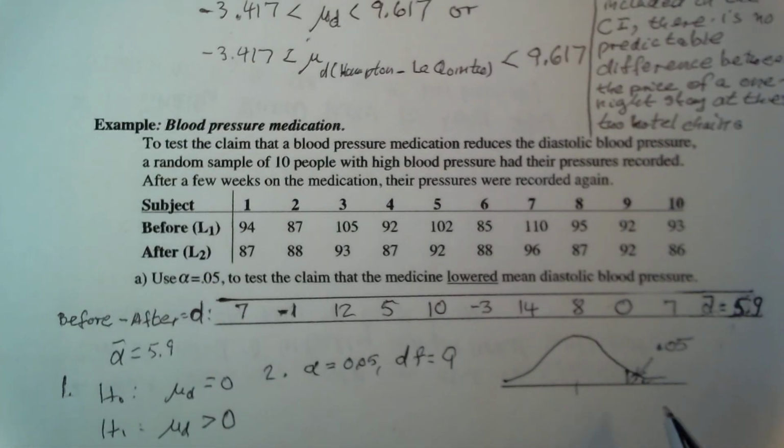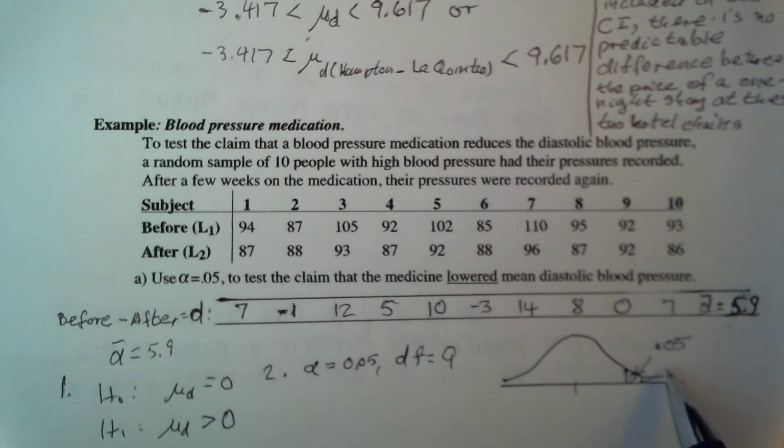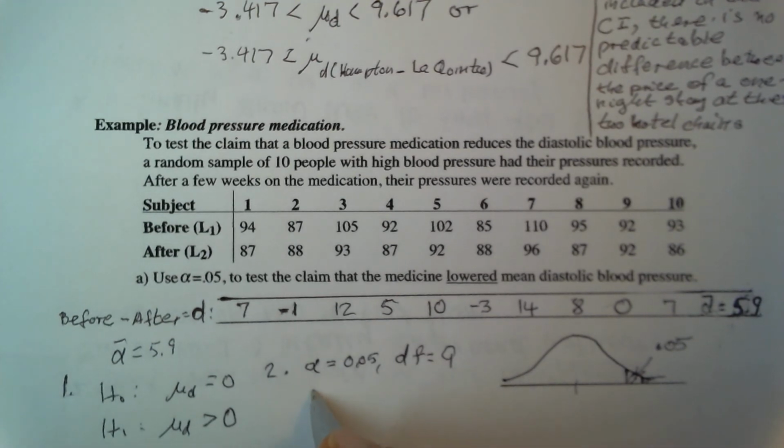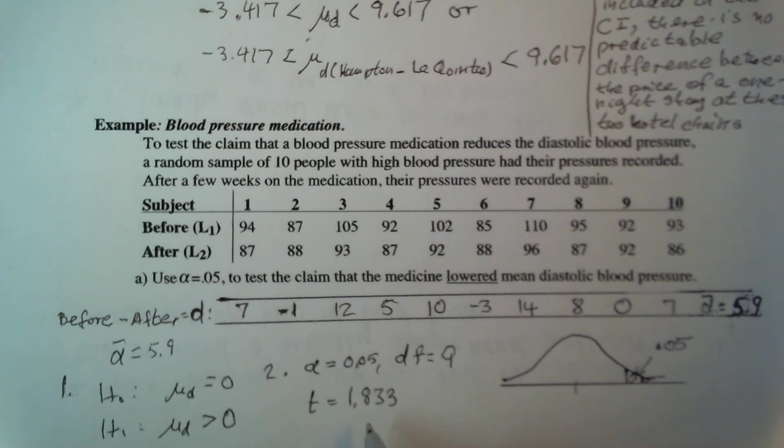So here's our t distribution. It's right-tailed. There's 0.05 area in the tail, 5%. And so for degrees of freedom of 9, that means our t critical value is 1.833. We find that in the tables, the t-table distribution. So let's compute our test statistic, number 3. Whether we do it by hand or use technology, I use technology in this case. The test statistic comes out to 3.293.